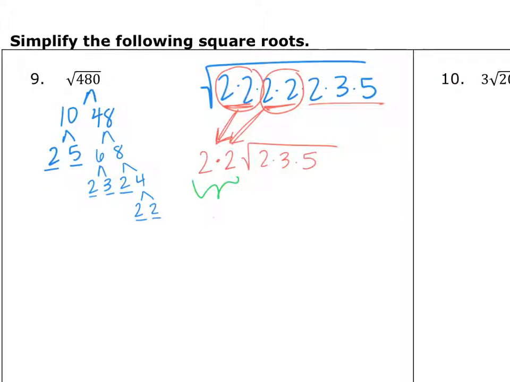Now, outsides can hang out with outsides. So 2 times 2 is 4. Insides with insides, 2 times 3 times 5 is 30.